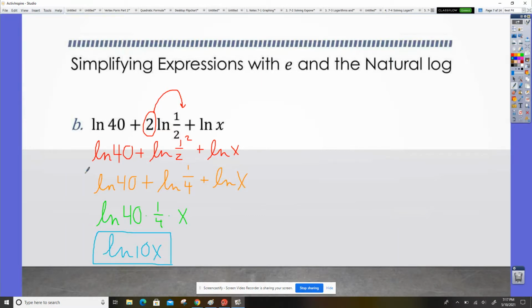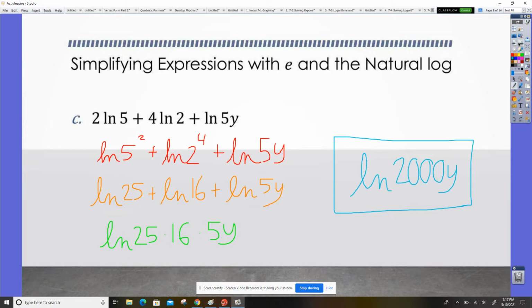Okay, so all we did was use those properties of logs that we've already learned to simplify both of these expressions. On the next slide or two, we have a couple more examples that I've already filled out for you. So go ahead when we get to them, pause your video, copy them down, and go on to the next one.